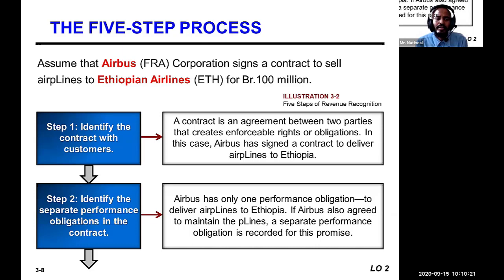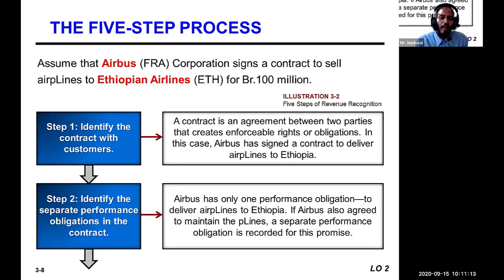Step 1. Assume that Airbus Corporation signs a contract to sell airplanes to Ethiopian Airlines for 100 million.